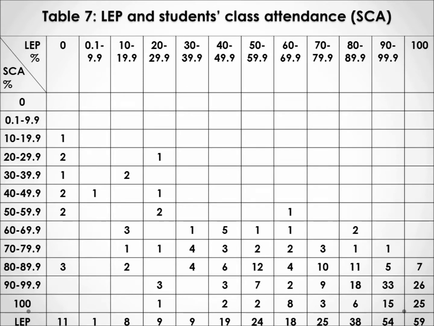Please take a look at Table 7. The purpose of Research Objective 1 was to investigate the links between LEP and students' class attendance, so-called SCA, for this presentation. In Table 7, the area below the top horizontal line shows the students' LEP attendance, while the left vertical line indicates SCA.